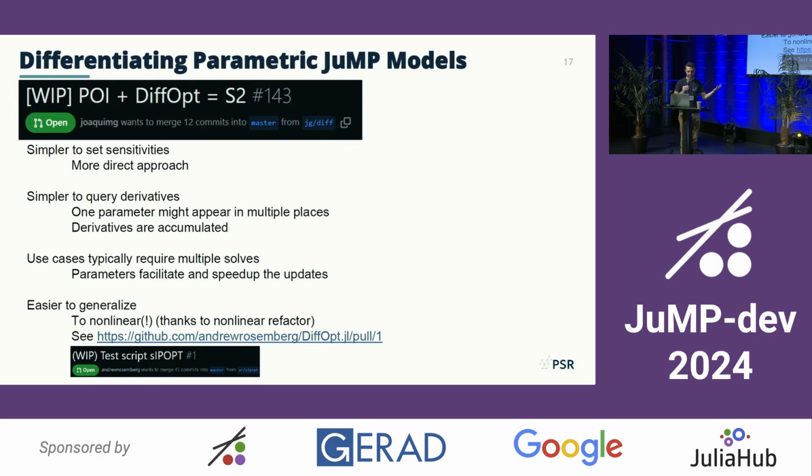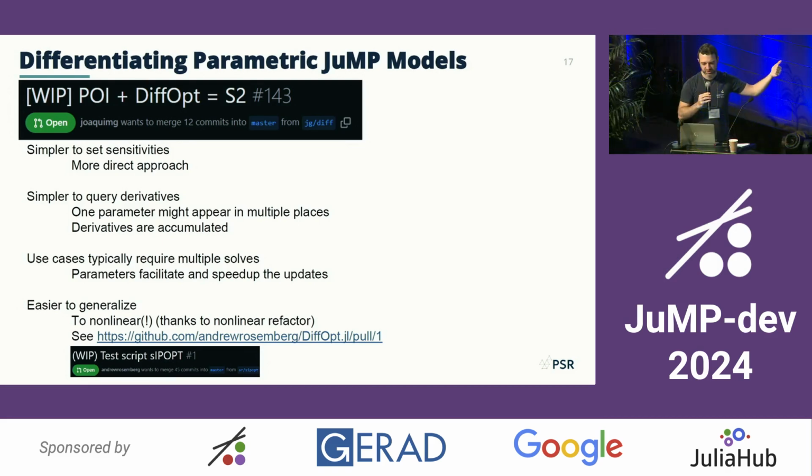And the next thing, which is cool, is, well, this new interface, it's simpler to set sensitivities because it's more direct. Instead of figuring out where the coefficients are, you just say where the parameters are and differentiate them. It's simpler to query the derivatives because if the parameter shows up in a bunch of places, it will grab everything together and accumulate the derivatives. You can easily resolve your problem, which is one of the cases in bi-level optimization, because you will be resolving the problem as a step in your nonlinear optimization algorithm.